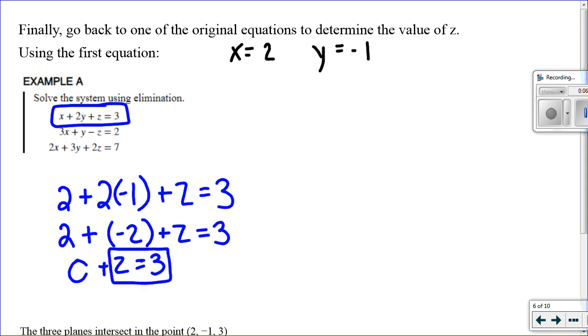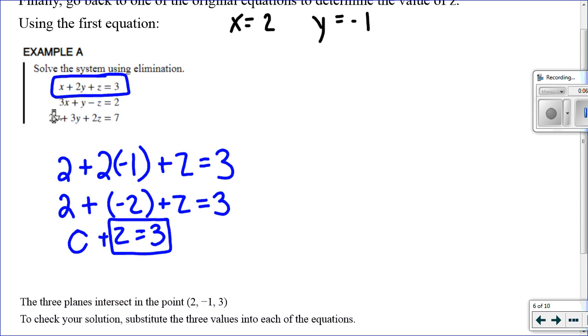z equals 3. So now to record this solution, I'm recording this as a set of 3 values, right? My x, my y, and my z, not just an x and a y. So there's my point, the intersection of those 3 planes, rather than lines, at 2, -1, and 3.